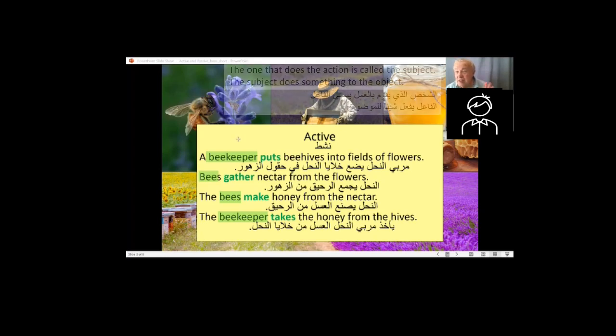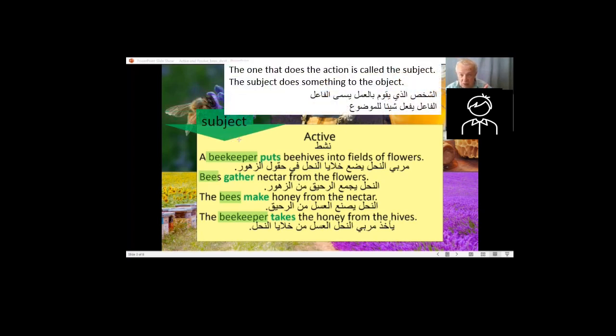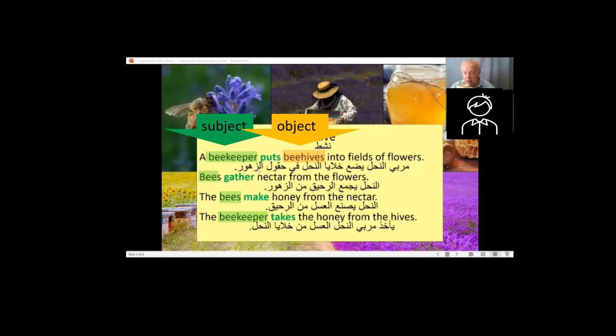The subject of the sentence is the one that's colored green, the beekeeper. The thing that he puts is the object. It's called the object. An object just means, it's just a grammar word. Well, let me get another object here. Okay, this is a pen. I, the subject, have the verb. The pen is the object. Now that's in the active form.